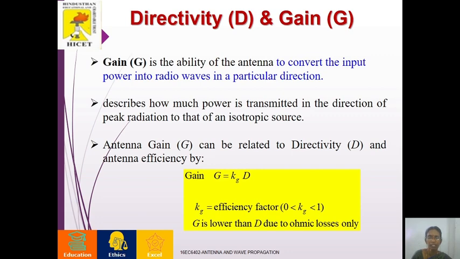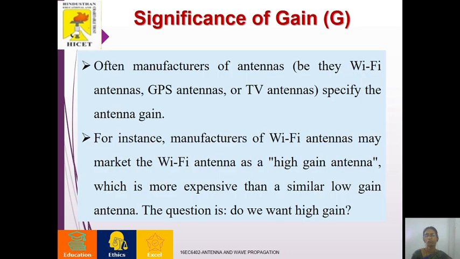Next parameter is the gain. Gain of the antenna is the ability of the antenna to convert the input power into radio waves in a particular direction. Though the directivity and the gain describe the same directional properties, the relation between the gain and the directivity is G is equal to k into D. Here k is the efficiency factor of the antenna, which lies between 0 and 1. G is lower than D due to ohmic losses in the antenna, that is I squared R loss.